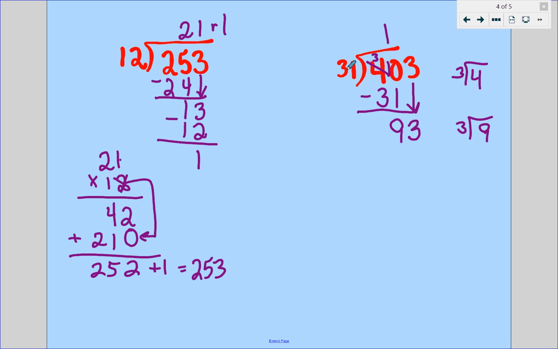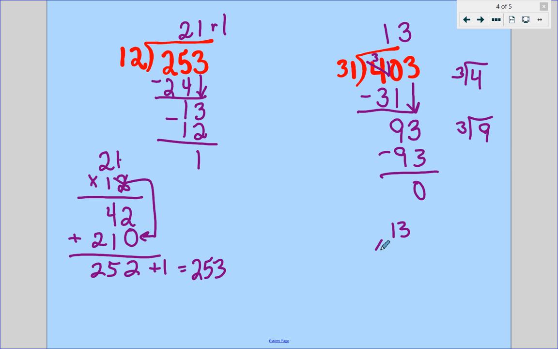Okay, don't start right away going, okay, let me do 30, 30. No, just start with the front end, just trick. How many 3s can you get out of 9? 3. That 3 is going to go up on top. 3 times 31 gives us 93. So it's 13 with the remainder of 0.